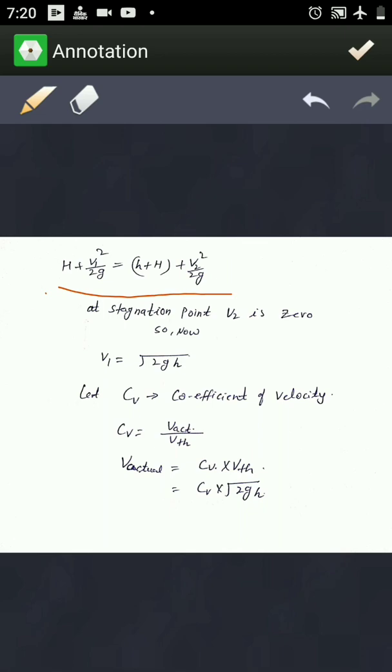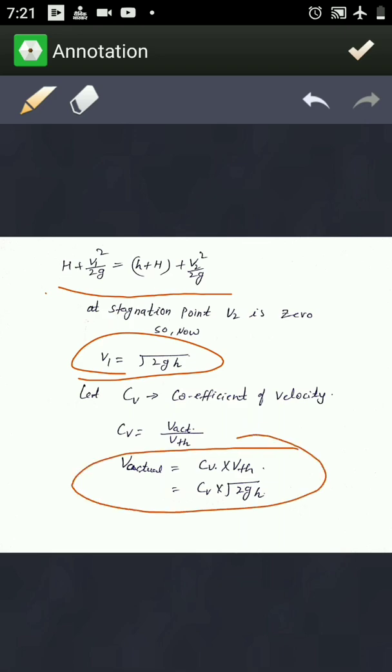Now the velocity V1 is under root 2g h. We know that the coefficient of velocity is the ratio of actual velocity to theoretical velocity. So put in the value of the theoretical velocity and we can calculate the actual velocity using this relation. CV is the coefficient of velocity. So CV into V theoretical, CV into under root 2gh, this is the velocity equation. We can calculate the velocity in the flowing fluid using this relation.